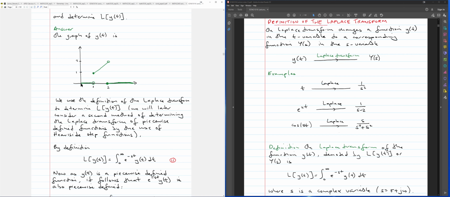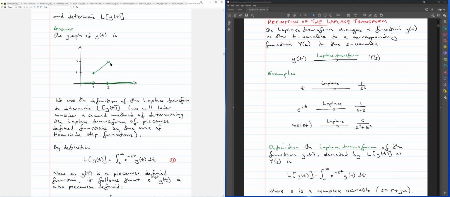This particular function is 0 from time t equals 0 to time t equals 1. It is linear from time t equals 1 to time t equals 2. And then after time t equals 2, it's equal to 0. So this is a function of t.